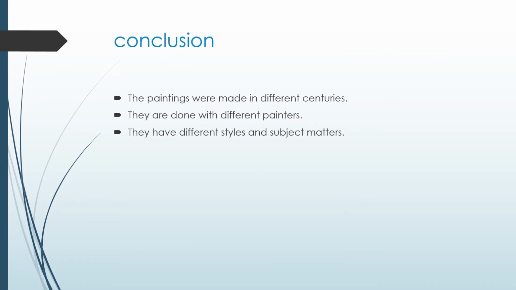As a conclusion, the paintings were made in different centuries: one was made in the 19th century, and the other in the 16th century. They were done by different painters, one by Titian and the other by Manet. They have different styles, one is idealism and the other is realism, and the subject matters are also different, where one is about prostitution and the other is about Goddess Venus.